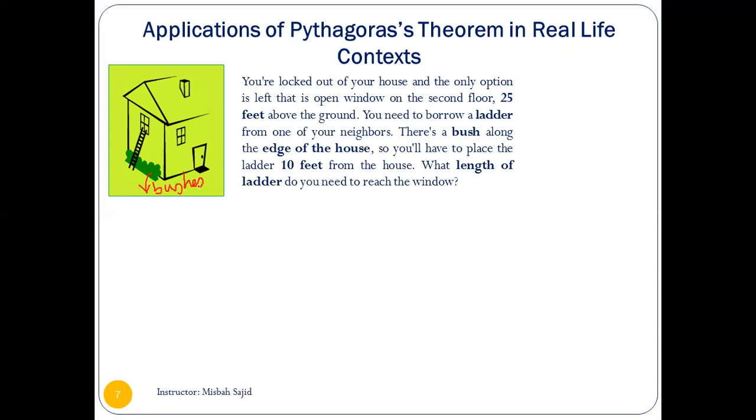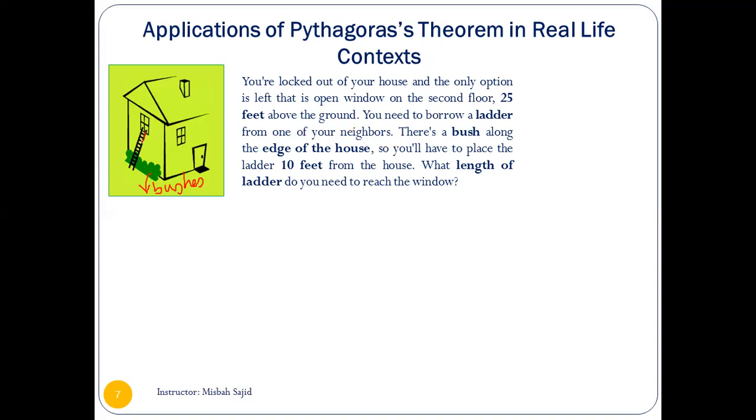So someone will help you out, and that person will have to place the ladder 10 feet from the house. So you can say that the distance between the foot of the ladder and the base of the house is 10 feet. What is the length of the ladder you need to reach the window? You have to tell the length of the ladder.